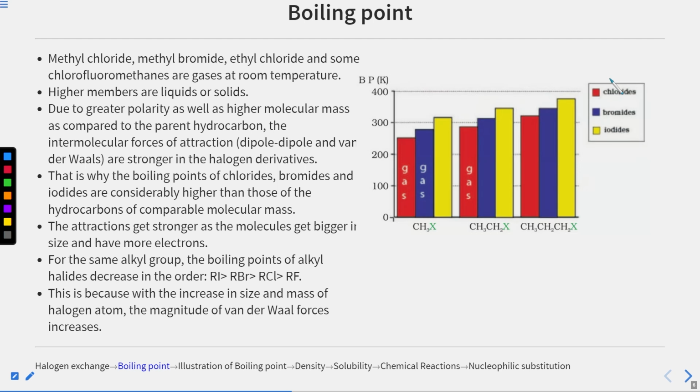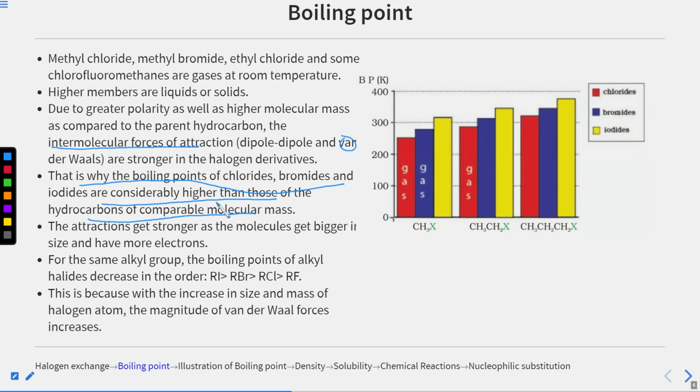Now due to this reason, for chlorides and bromides there are two reasons. The first is the intermolecular force of attraction, that would be either dipole-dipole interaction or van der Waals. Due to these two types of interaction, they have a higher boiling point as compared to the corresponding hydrocarbon. The same thing is written here: the boiling points of chlorides, bromides and iodides are considerably higher than those of the hydrocarbons of comparable molecular mass. So you should remember this.